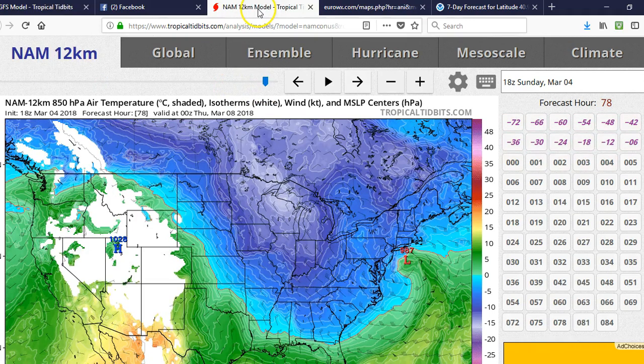Meanwhile, in the NAM, you see how the darker blues have all but pushed to the south and east, and there's no lighter blue here. So it's colder. So overall, the NAM has a colder solution than the GFS. And I think the reason for that is because in the GFS, the surface low before it reforms off the coast was more efficient at pulling warm air northward.